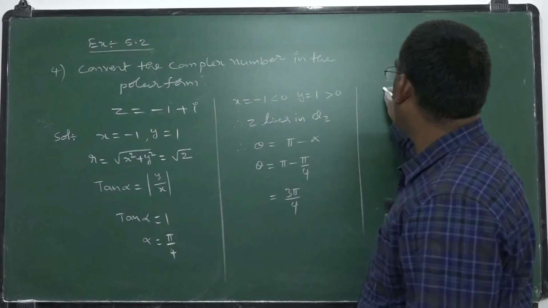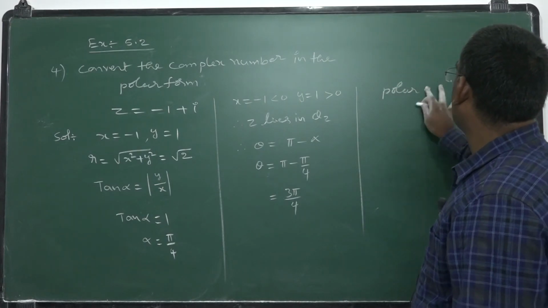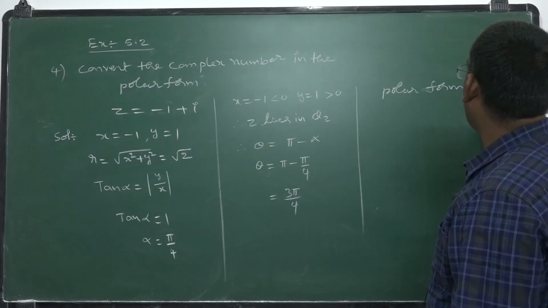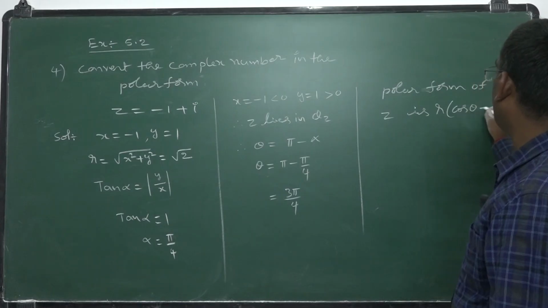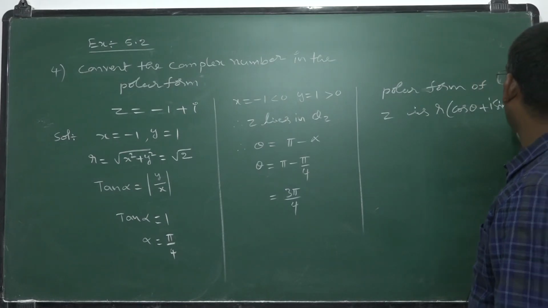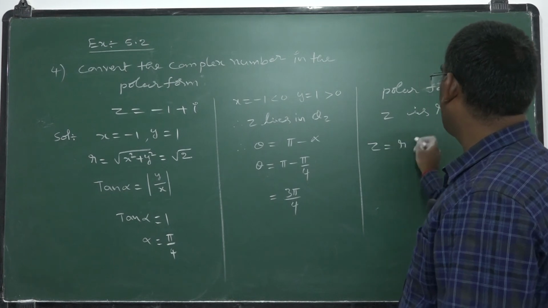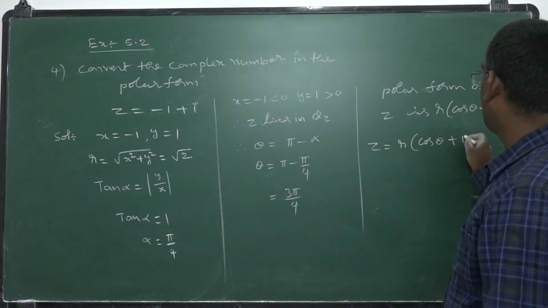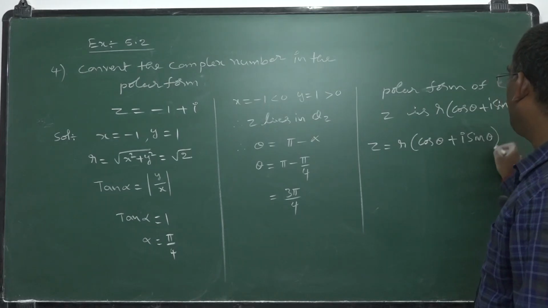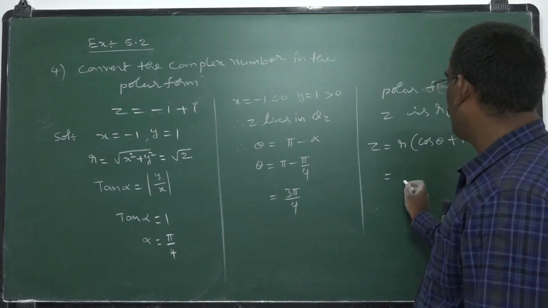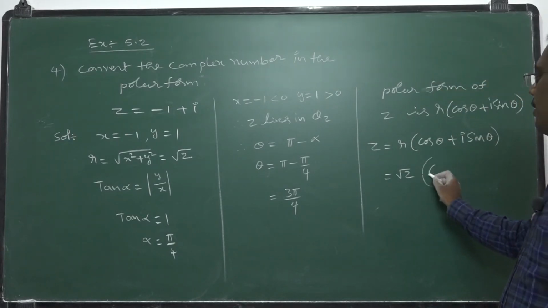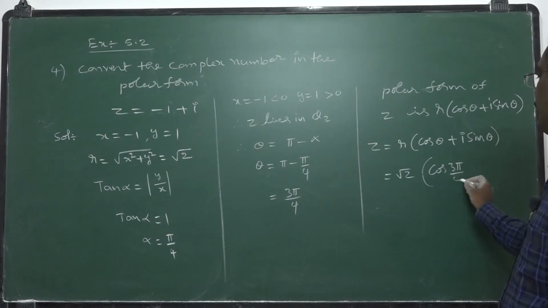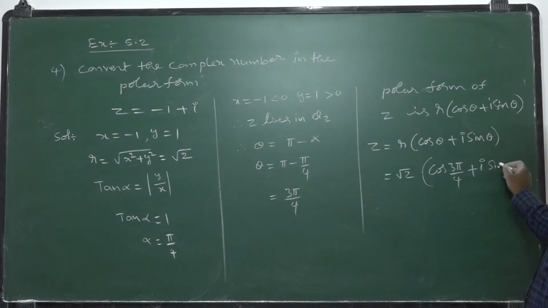Therefore the polar form of z is r of cos theta plus i sin theta. Just substitute the r value and theta value here. r is nothing but root 2, and theta value is 3 pi by 4. So z is root 2 into cos 3 pi by 4 plus i sin 3 pi by 4.